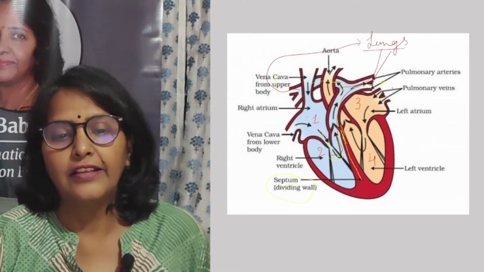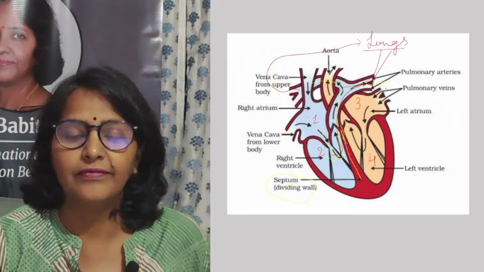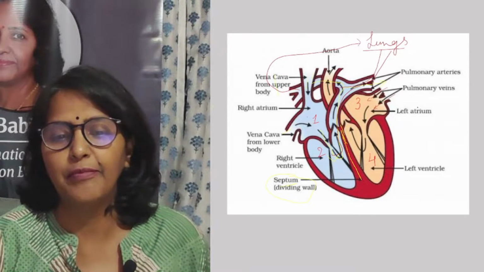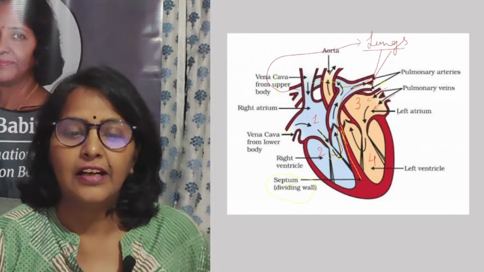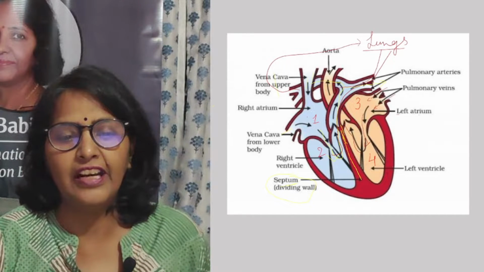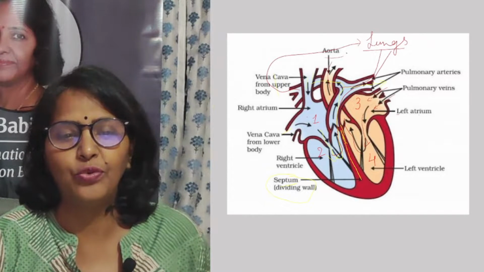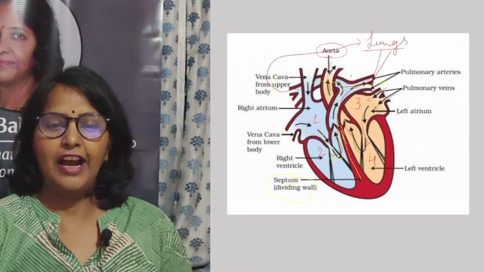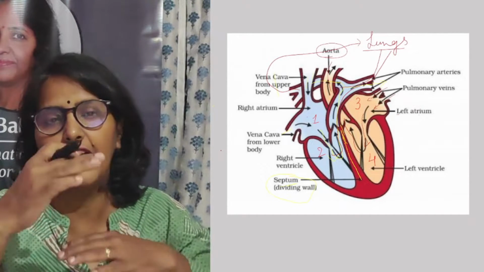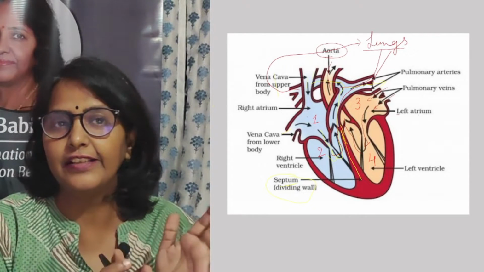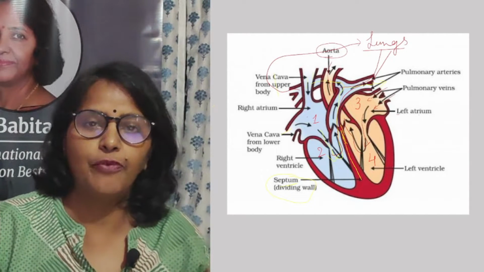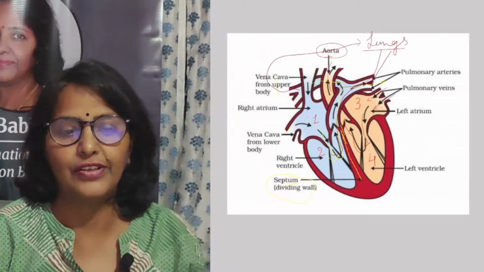You can see blood coming from the pulmonary veins into the third chamber, the left atrium, and from the left atrium it moves to the left ventricle. From the left ventricle it goes out of the heart through the aorta. So blood moves out of the heart in two different ways. One goes from the right side to the lungs, and the other goes from the left side through the aorta to different parts of the body.